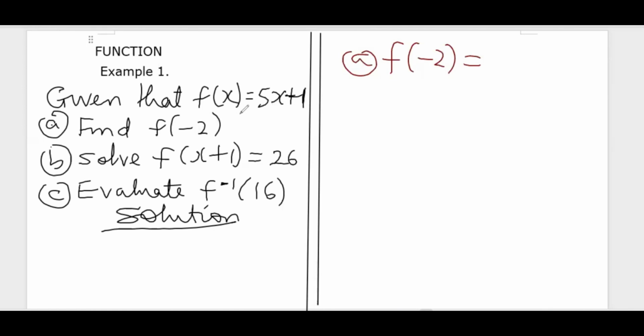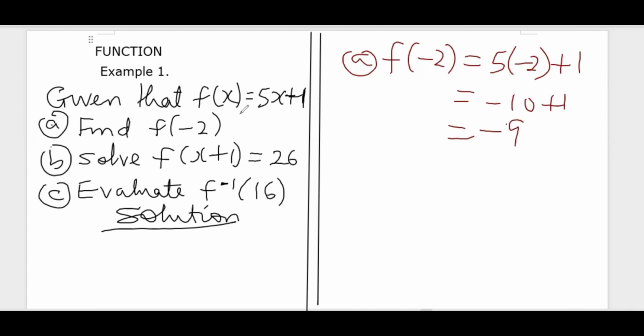Substitute minus 2 for x, and that will give us 5 into minus 2, then plus 1, which will later give us minus 10 plus 1, and the answer will be negative 9.